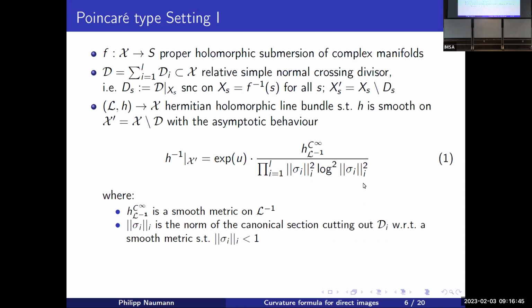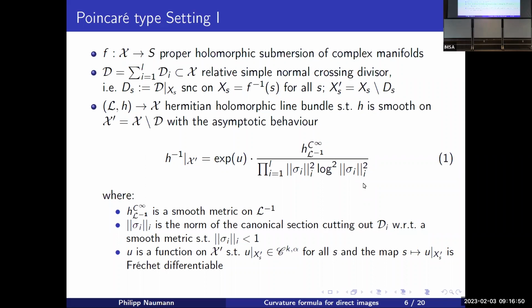And then this mysterious U has to be there in order to cover this log canonically polarized situation. It's some function on this open total space, which is supposed to be nice. So when it's restricted to the open fibers, it should lie in C^{k,α} Hölder spaces, with respect to some so-called quasi-coordinates on these open fibers.